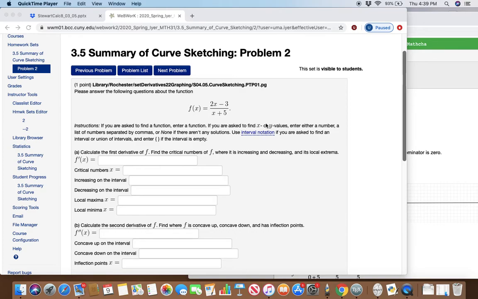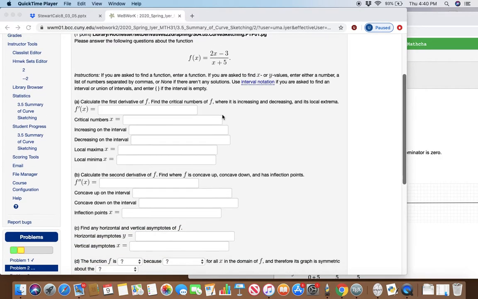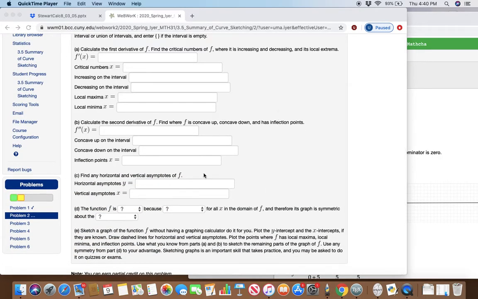This is problem 2, section 3.5. Here is my question. Here is my function f(x) equals (2x minus 3) over (x plus 5). There are several questions, but basically this is a question about sketching the graph of our function.